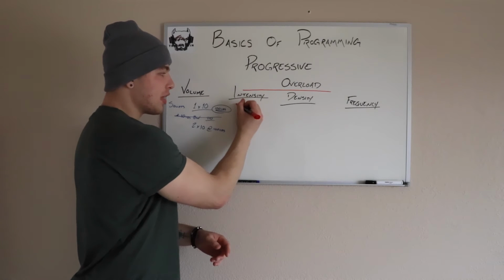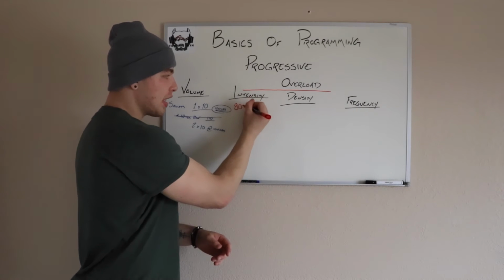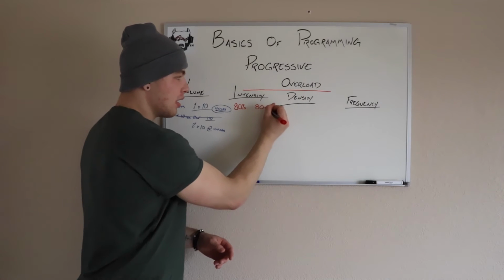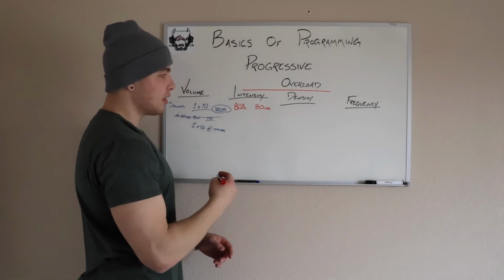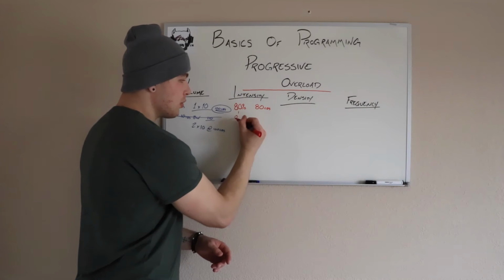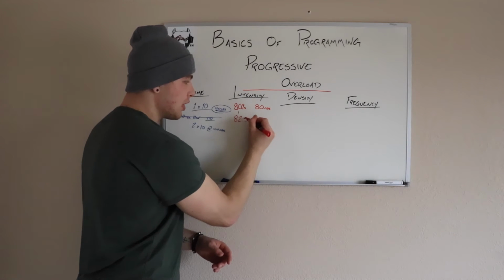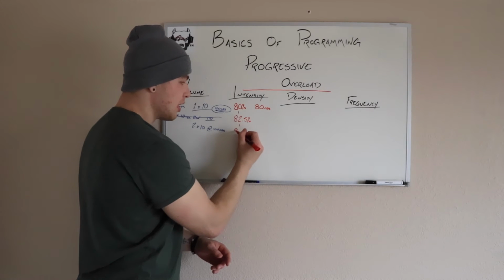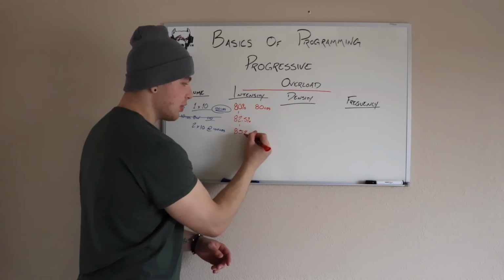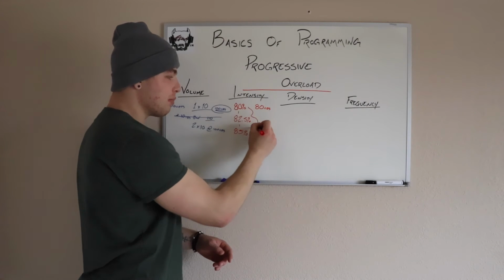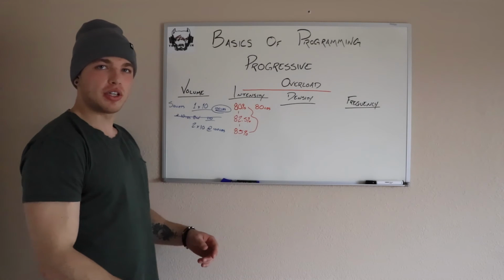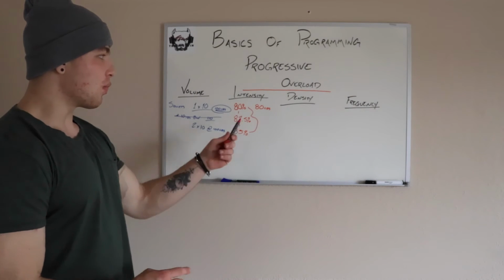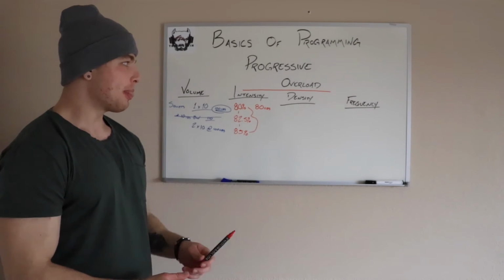Say we start our training working at 80% of that 100 pounds, which would be at 80 pounds. Then the next week, we go to 82.5%. Then we go to 85%. We're incrementally increasing the intensity or increasing the weight week by week. Intensity, that's a basic way that we can progressively overload there.